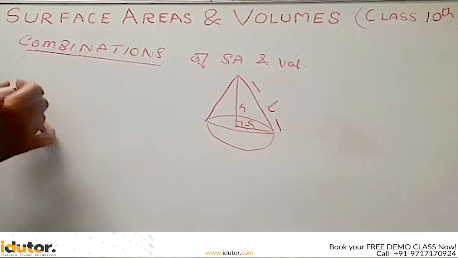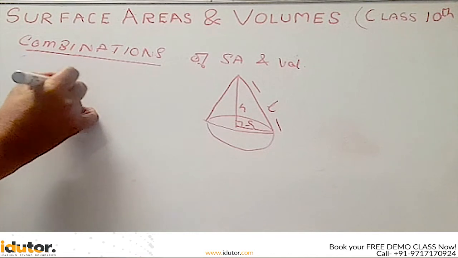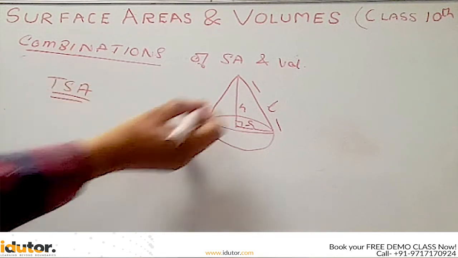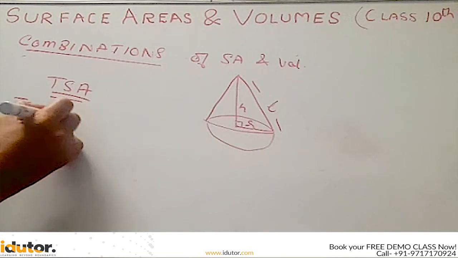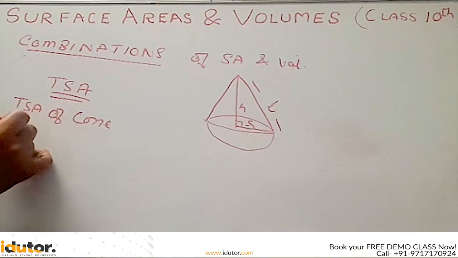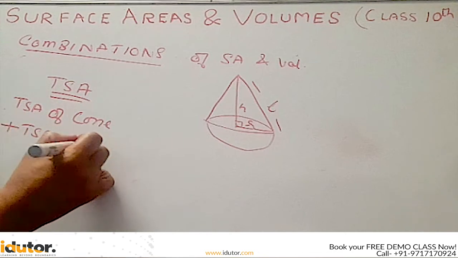Now we will discuss the total surface area. How will we find this? TSA of this total figure will be TSA of cone plus TSA of hemisphere.